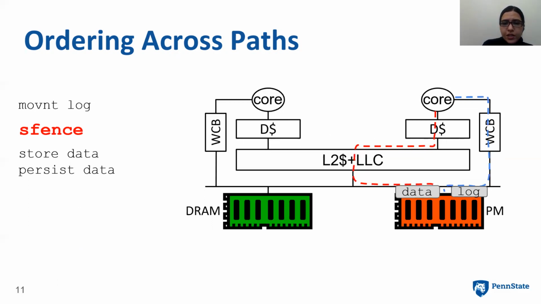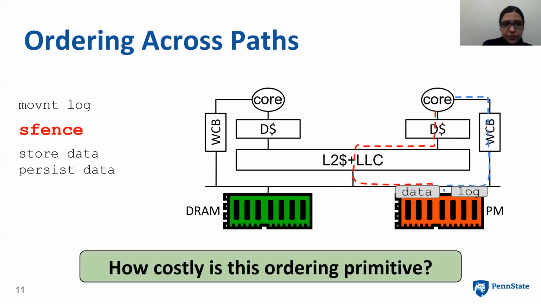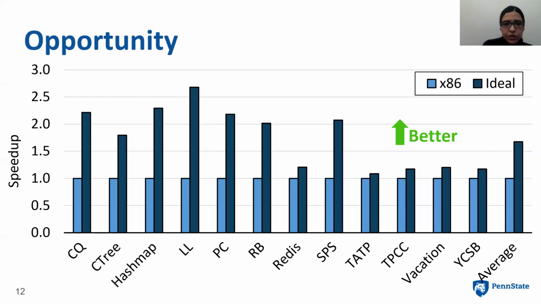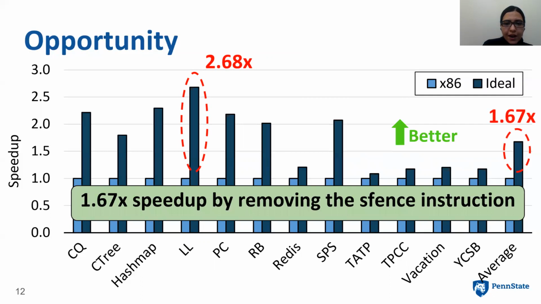Now the question is, how costly is the sfence instruction for providing such ordering? To answer this question, we eliminate these fences in the state-of-the-art undo logging, which violates the recovery requirements, but provides an estimation of the sfence instruction overhead. We observe up to 2.68x speedup in linked list and 1.67x speedup on average after eliminating these sfence instructions.